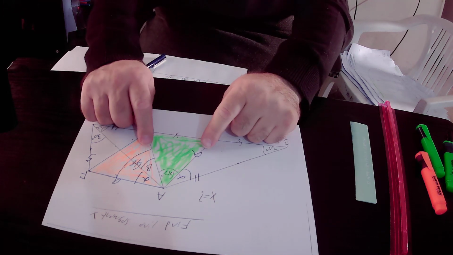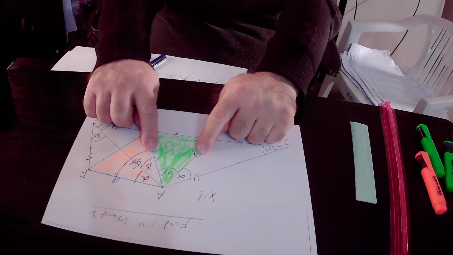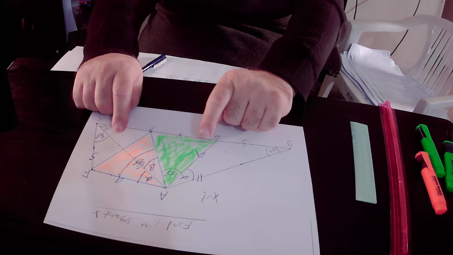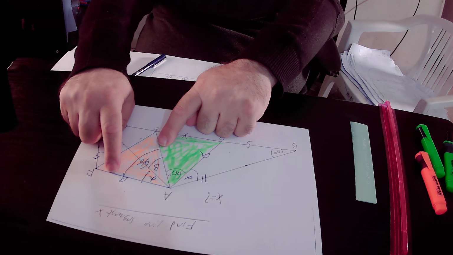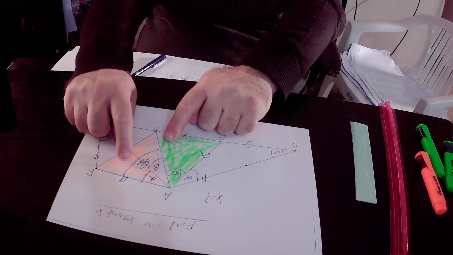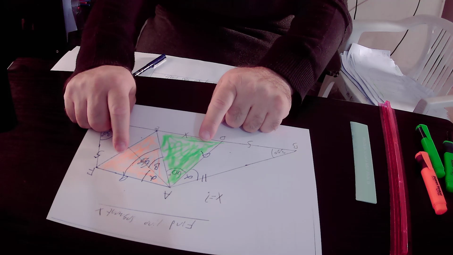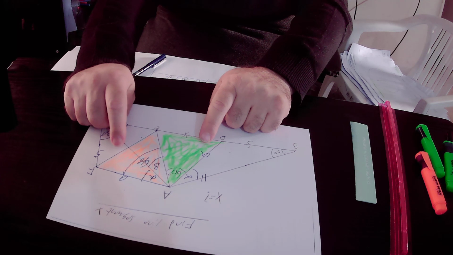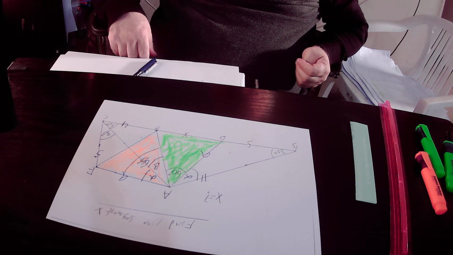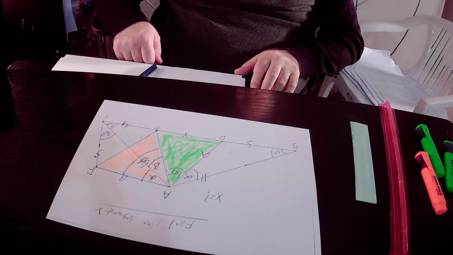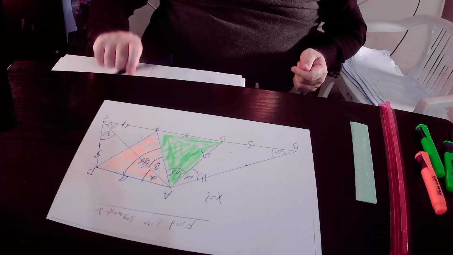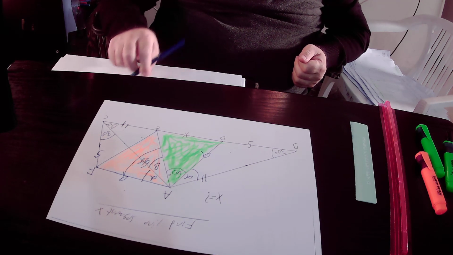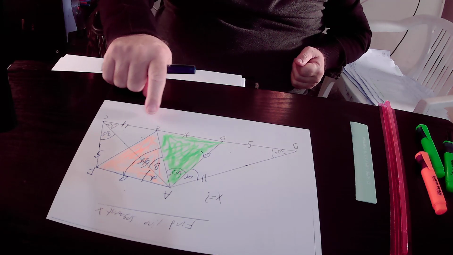Actually, those two sides and the angle that is included between those two sides in the green triangle are correspondingly congruent to those two sides and the angle that is included between those two sides in the orange triangle. Therefore, those two triangles are congruent to each other according to the side angle side rule. And from the fact that those two triangles are congruent to each other, we will conclude that side DE equals side EF.